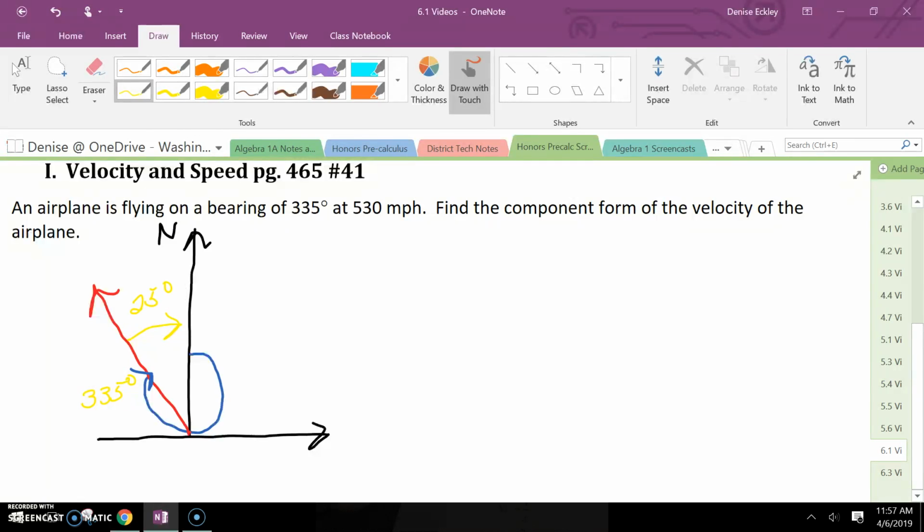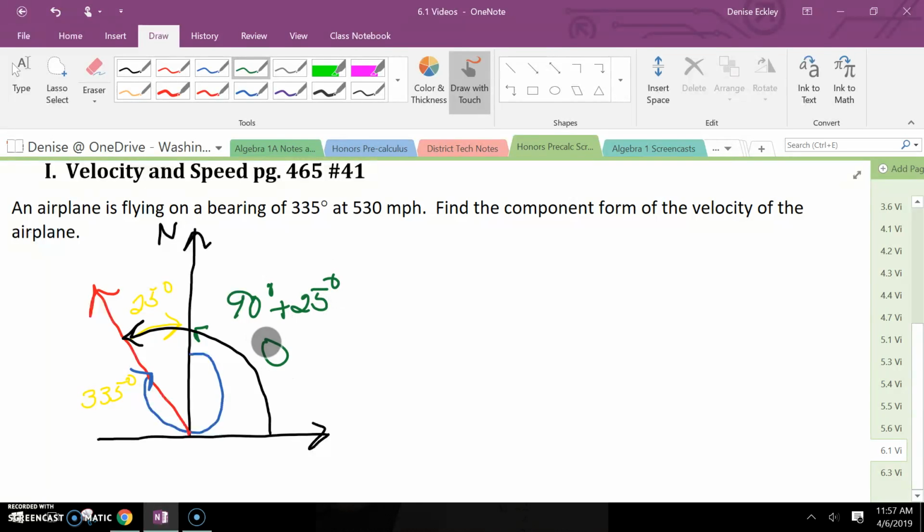So please remember that the angle that we want is from the x-axis to where the vector is. So the value we really want is the 90 degrees to north from the x-axis to here, and then we're going to add to that the 25 degrees. So our theta is actually 115 degrees. Once you do that, doing the rest of this problem is pretty straightforward.